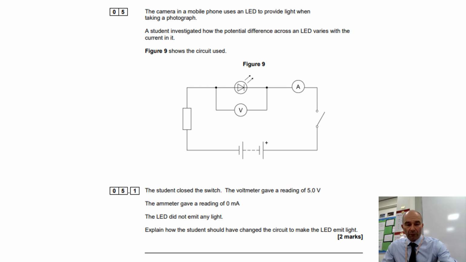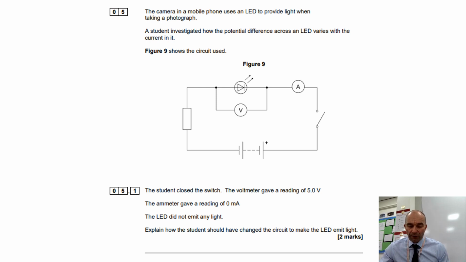Now, question 5, we're on to the electricity topic now. So we've got a camera in a mobile phone. It uses an LED to provide a light when taking a photograph, and the student investigates how the potential difference across an LED varies with the current in it. And then we've got the circuit shown.